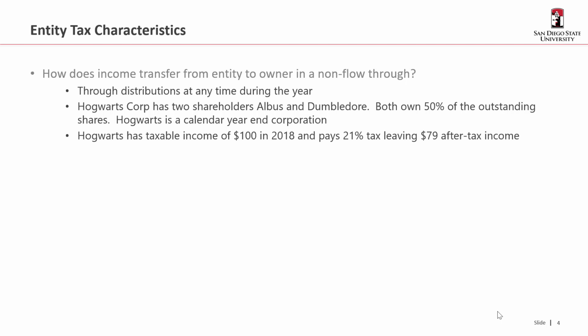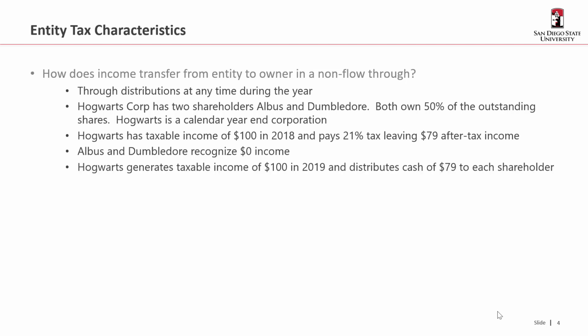Hogwarts has taxable income of $100 in 2018. Now, since this is a non-flow-through entity, it has its own tax that it pays at 21%, leaving $79 of after-tax income. In 2018, Albus and Dumbledore will recognize no income because this is a non-flow-through entity. In 2019, Hogwarts generates taxable income again of $100 and distributes cash of $79 to each shareholder. Now Albus and Dumbledore will both recognize the $79 of income.